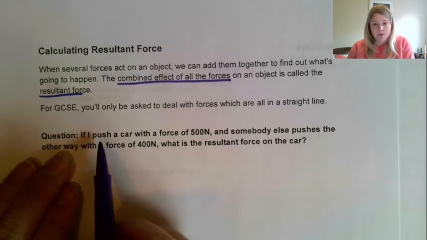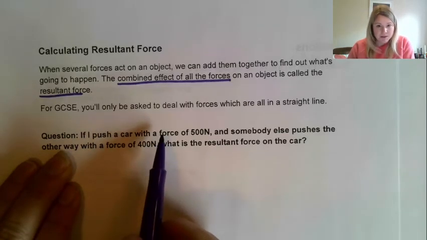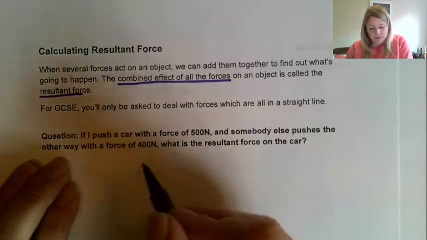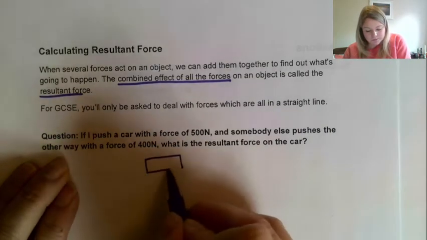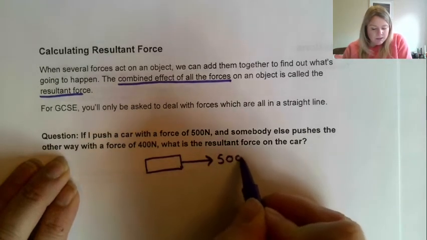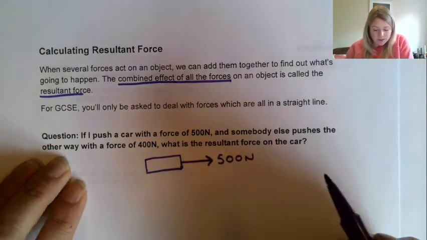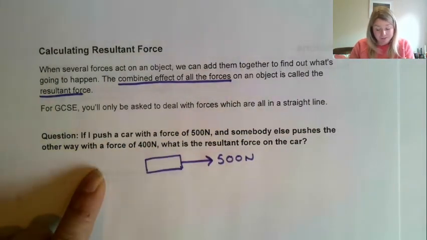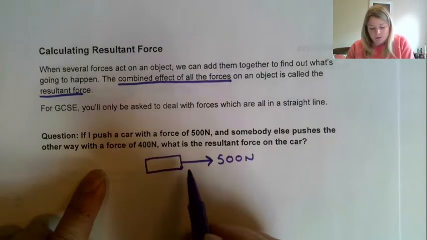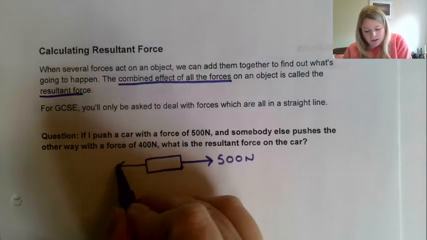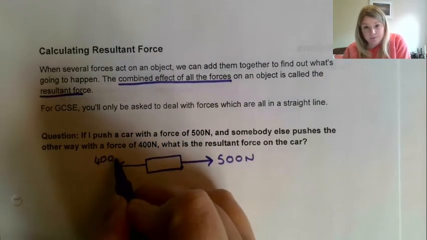So if I push a car with a force of 500 newtons and somebody else pushes the car the other way with a force of 400, what's the resultant force? So here's my car. You might say that doesn't look like a pushing force, but I could have drawn it going in this way at 500. It would have been fine, but I just prefer to always draw the forces coming from the object. So here's me pushing with 500 newtons this way. Here's Mrs. Turner, she's weak. She's only pushing with 400 newtons that way.